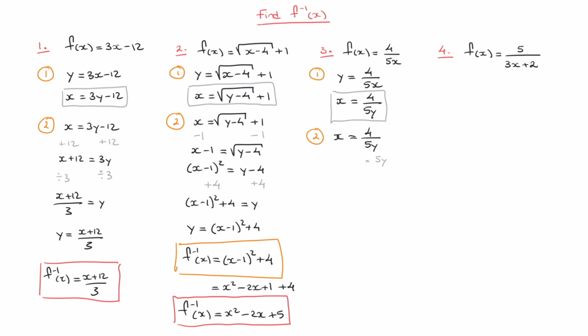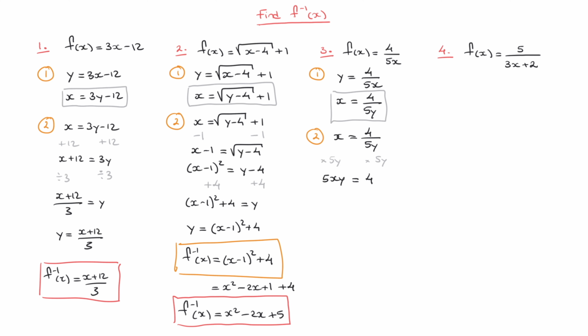So that's times 5y on the right-hand side and times 5y on the left-hand side. Doing so leads to x times 5y on the left-hand side, which is the same thing as 5xy. And on the right-hand side, we'll have 4 divided by 5y times 5y. And since those two operations cancel each other out, we're just left with 4.